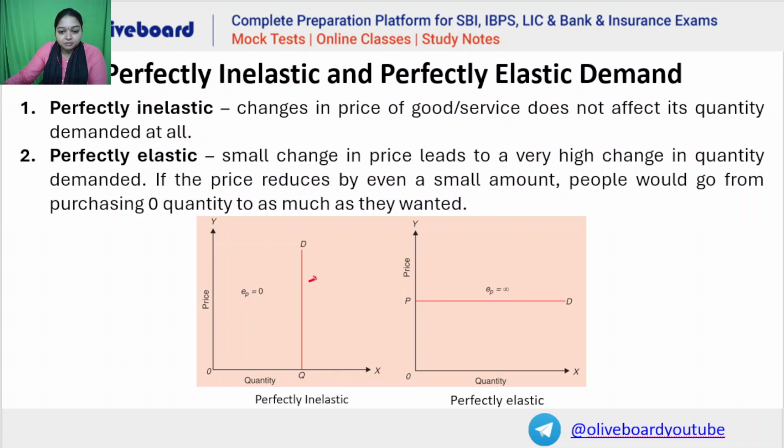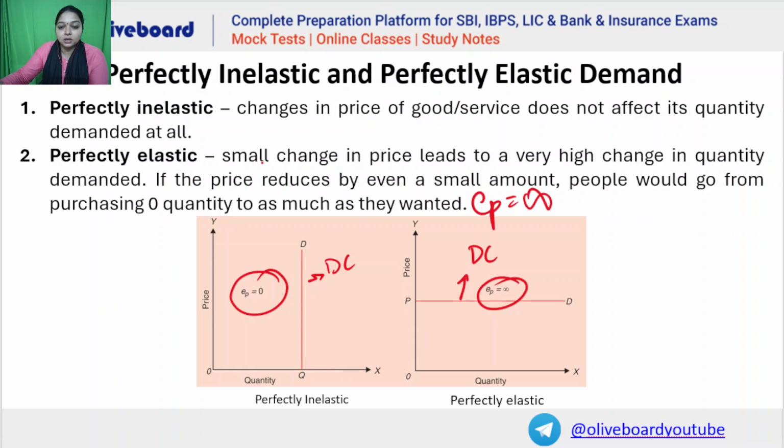This is their demand curve. This is also a demand curve. Okay. So in the perfectly inelastic case, the demand curve is perfectly vertical, that is parallel to the y-axis, and the value of price elasticity is equal to 0. And in the perfectly elastic case, the demand curve is perfectly horizontal, that is parallel to the x-axis, and the price elasticity is equal to infinity. Here it is equal to infinity, here it is equal to 0.